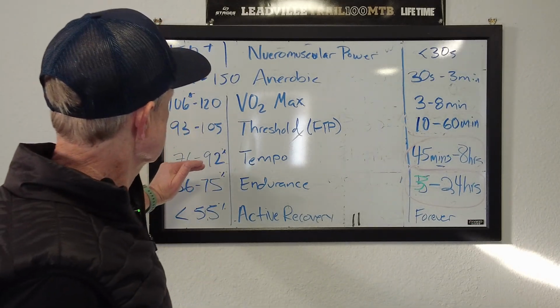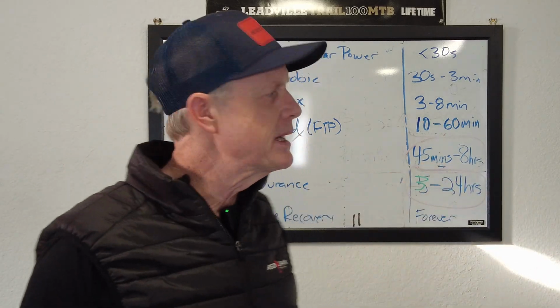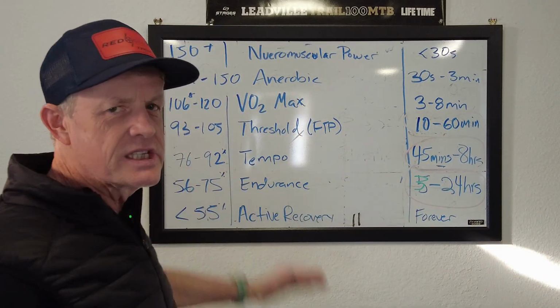Tempo, you should be able to do at least 45 minutes, and that's 76 to 92% of threshold. We start with 20-minute intervals. If you can't do a 20-minute interval, start with 10, work to 12, work to 15, work to 20, and then do at least 2x20s. We do a lot of 3x20 workouts.